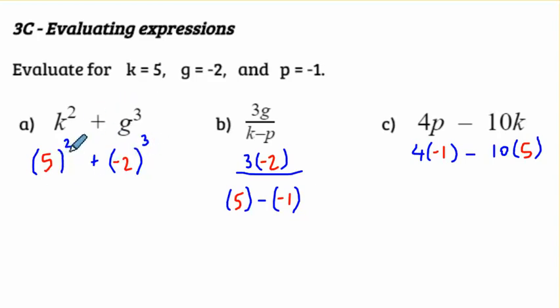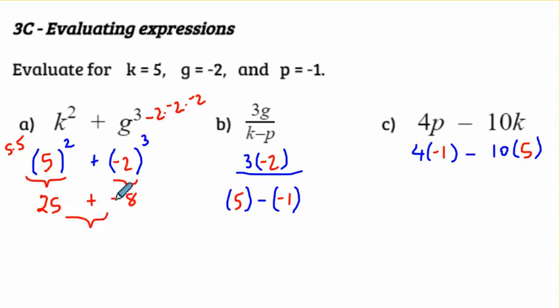So 5 to the second power is not 10. 5 to the second power is 5 times 5, which is 25. Bring down my plus sign. -2 to the third power, that's -2 times -2, which is a +4, times a -2, that's a -8.